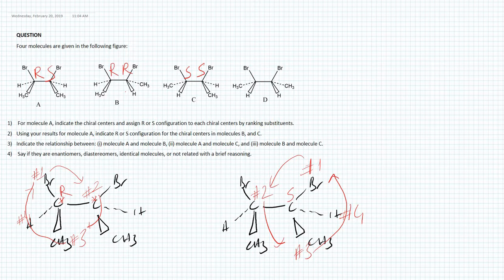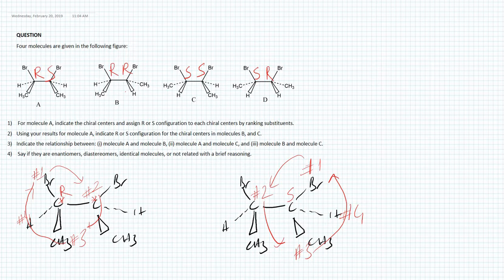Methyl behind, methyl front, so it should be the opposite, so this has to be S. And then let's look at this one. Hydrogen behind, here hydrogen in the front, so it should again be the opposite of the second chiral center, which should be R. So we decided the R or S configuration for each chiral center in the 4 molecules.